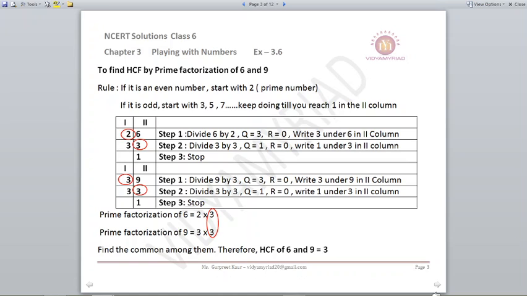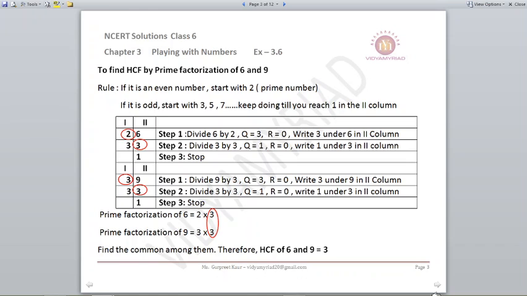Okay, let's begin with the first part, how we are going to do it. To make you understand, I have made two columns and I have written 1 and 2 on it. Our main number is 6 and 6 is an even number. The first step is, whenever a number is even, you start dividing it by 2. Now divide 6 by 2. So 2 I have written in the first column and I marked it with a circle.